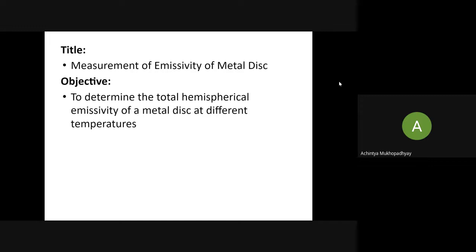a directional total emissivity. So when I say total, that is opposite to spectral. Spectral means corresponding to a particular wavelength. Total means corresponding to all possible wavelengths. That means mathematically we integrate it from 0 to infinity. Whatever wavelength is present, its contribution will be taken into account.